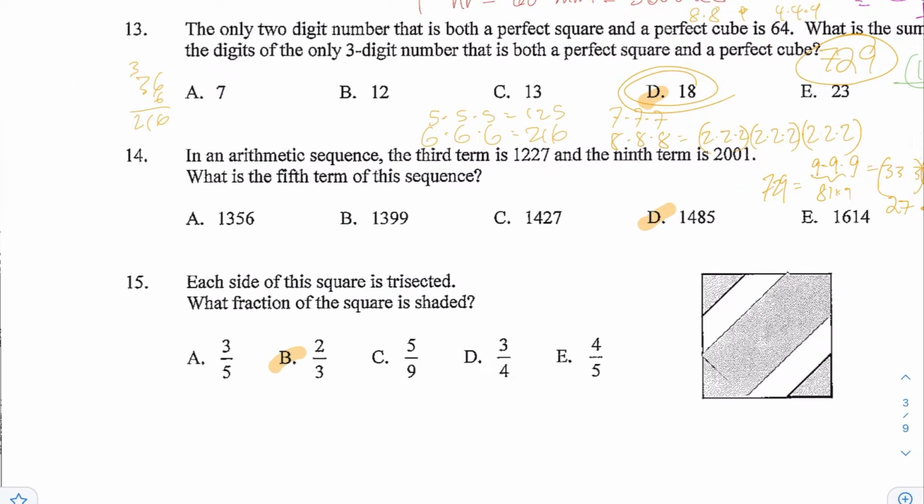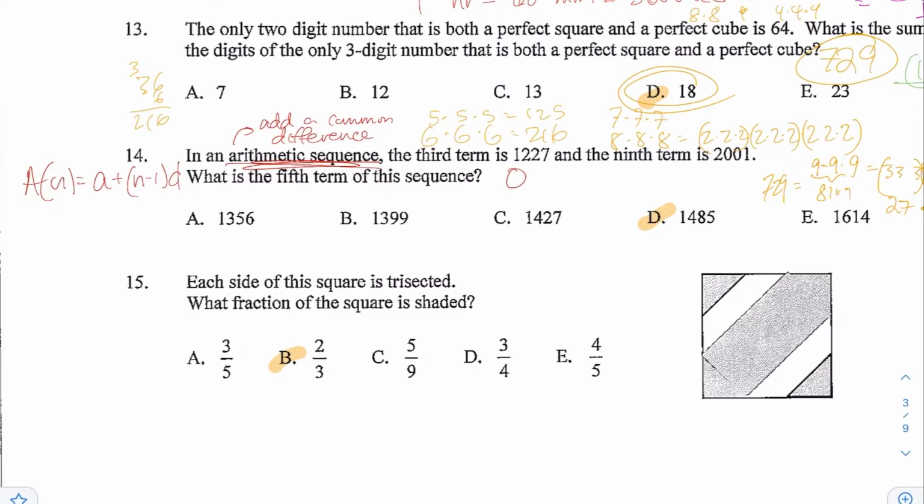Next, for number 14, in an arithmetic sequence, the third term is 1227 and the ninth term is 2001. What's the fifth term of the sequence? So if it's an arithmetic sequence, that means that you have to add a common difference to get to the next term. So you can actually set up an equation. So a of n will be equal to the first term, which is a, plus n minus 1 times d, the common difference. So it essentially has to be a linear relationship.